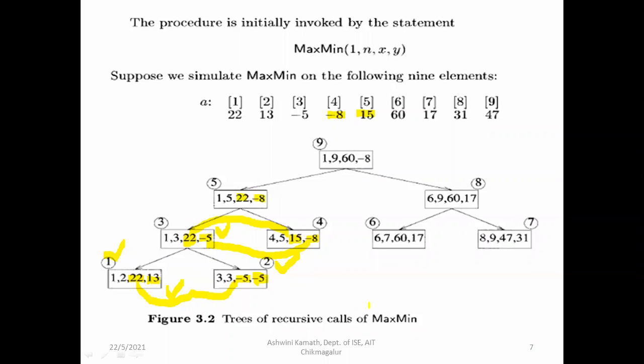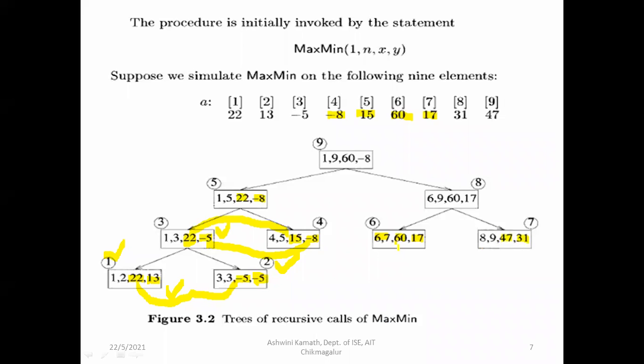Okay. Then for the right side, whatever we have, again it is divided, right? When it is divided, we have 6 and 7. What is 6 and 7? 60 and 17 we have. So 60 will be assigned as maximum value and 17 for minimum. On 8 and 9, 31 and 47 we have. 47 is maximum value and 31 is minimum value.